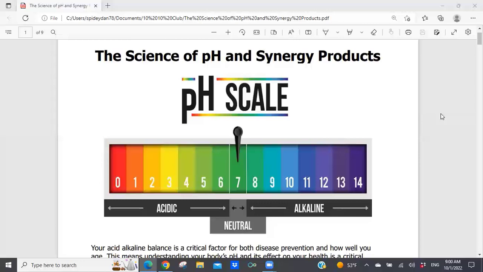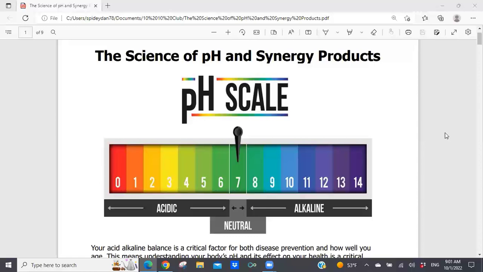Everyone should be able to see my screen, and we're going to be talking about the science of pH, and then we're going to look at the synergy products that will help you in this process of maintaining a good pH. Now, as you can see by my screen, there is a graphic there that goes from 1 to 14.